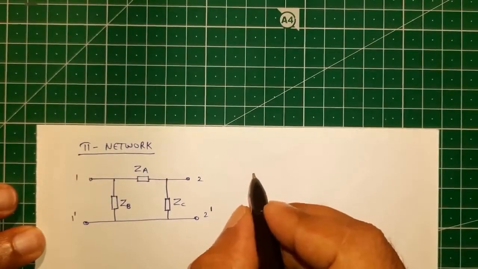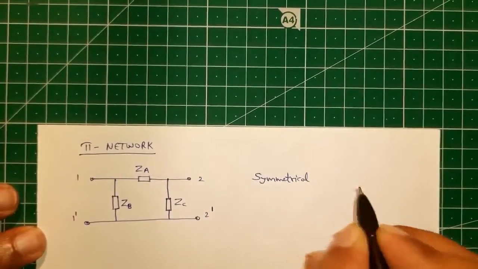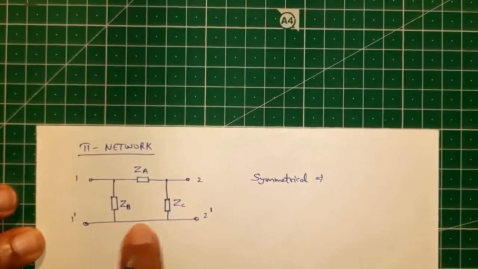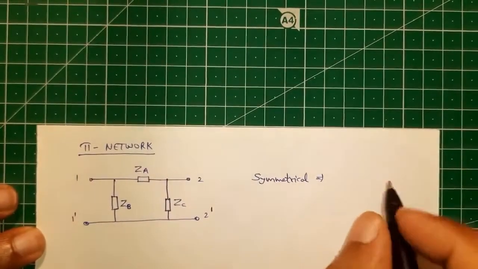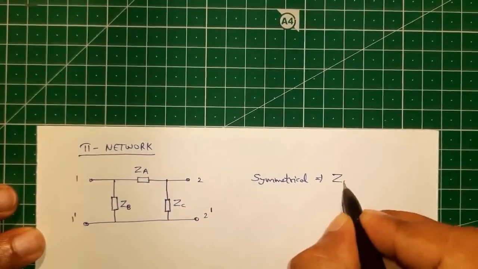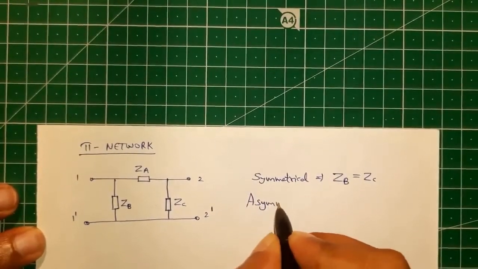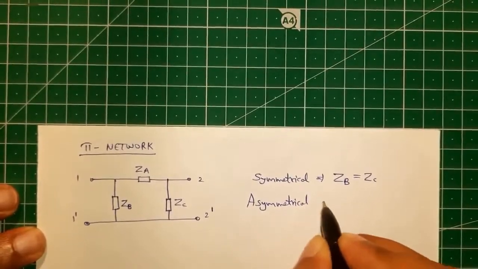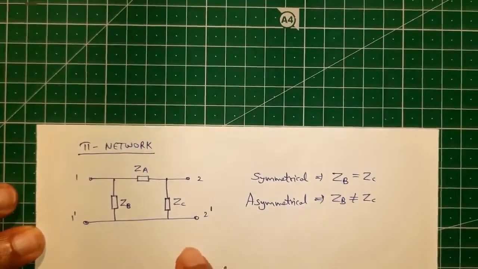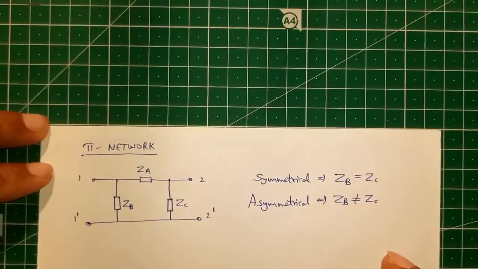So this network is symmetrical if the shunt arm impedances are equal. There is no role for the series arm impedance ZA. Symmetrical if ZB is equal to ZC, and this network will be asymmetrical if ZB is not equal to ZC. This you can prove using similar lines that we have used for proving the T network.